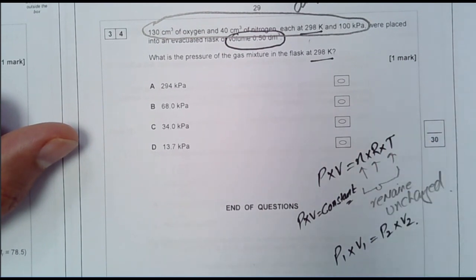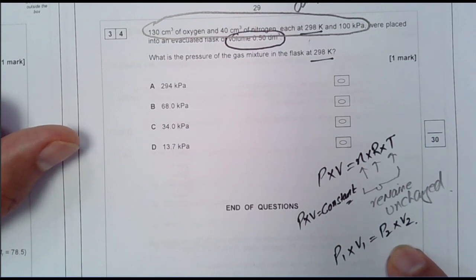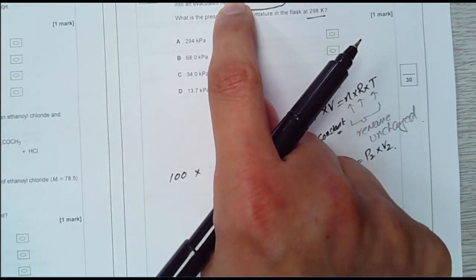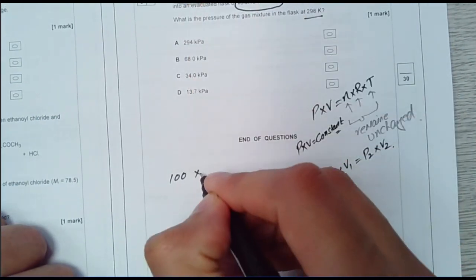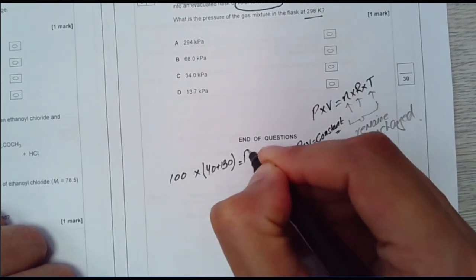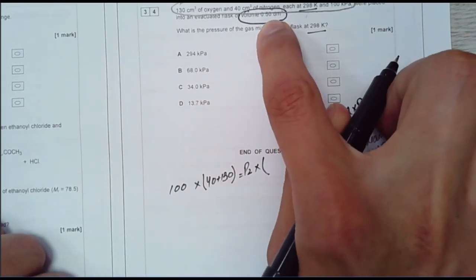So I can say there's a link between state 1 and state 2. What is that link? That link is coming from here. PV equals constant. I can say P1V1 will be equal to P2V2. Now if I go back to the question, I've been given the P1 value. What is that value given to me as? I can say P1 is 100 kPa times, what is V1? V1 will be the sum of these two volumes. So 40 add 130 equals, we do not know the value of P2. I'll keep it as P2 times V2, which is given to me as 0.50 dm³.